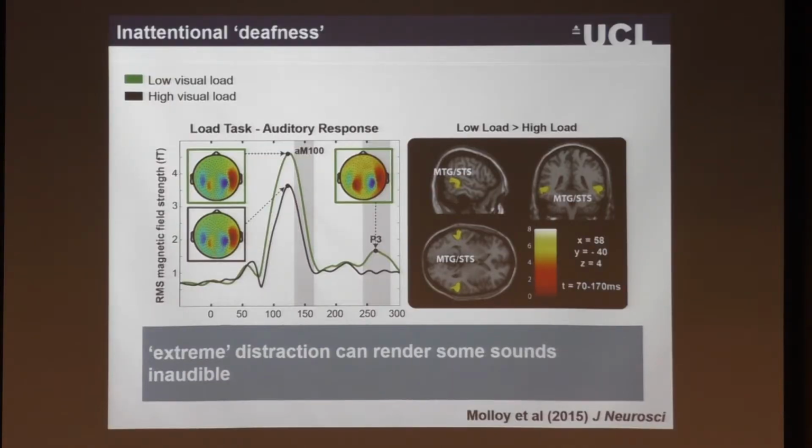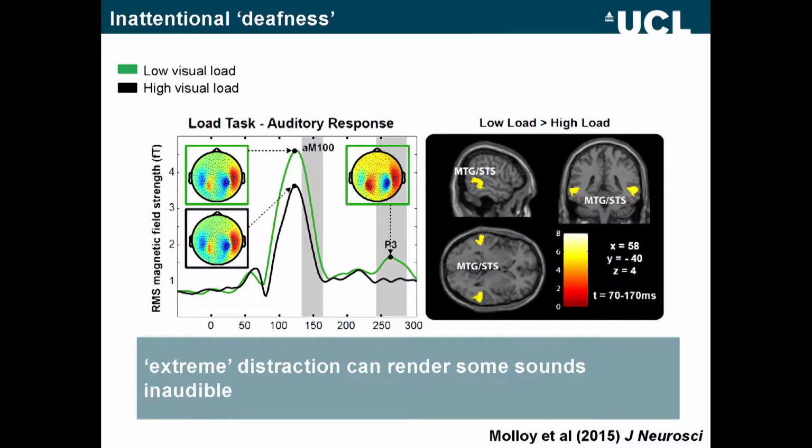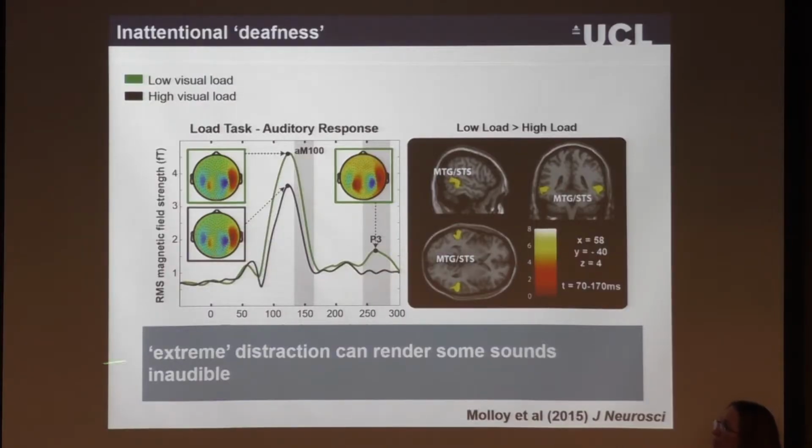And this later effect is interesting because it can suggest that extreme distraction, in this case an extreme case where we depleted their resources exactly at the same time when the sound is present, can make certain sounds inaudible. What I mean by inaudible is you are not going to become aware of them, so technically they are inaudible.